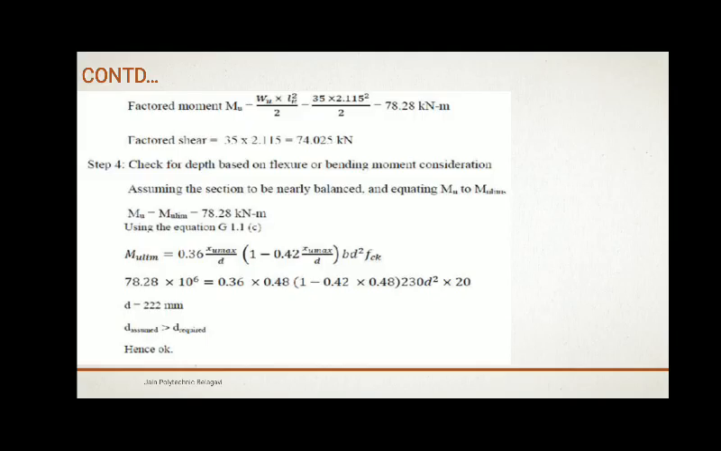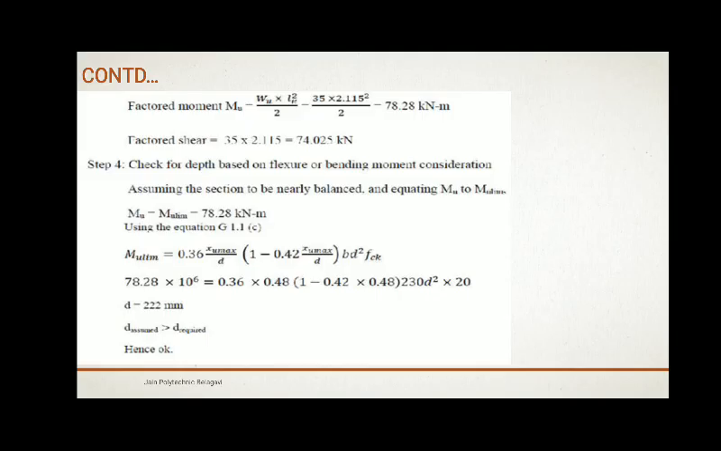Now next what we are doing is checking the depth based on flexure or bending moment. Now we are assuming the section to be nearly balanced and equating Mu to Mu limit. So Mu equals Mu limit is equal to 78.28 kilonewton meter. Using the equation, Mu limit is equal to 0.36 xu max by d into the bracket 1 minus 0.42 xu max by d, into b d square into fck.